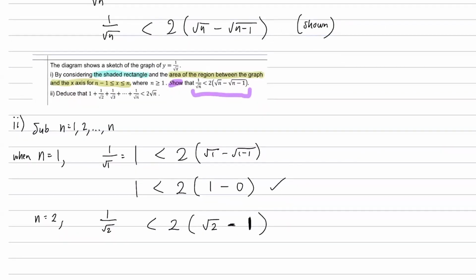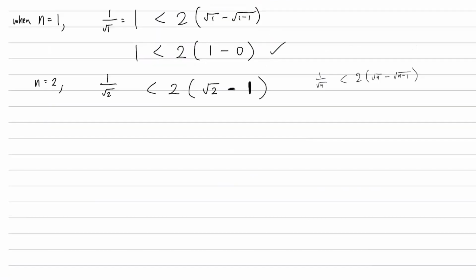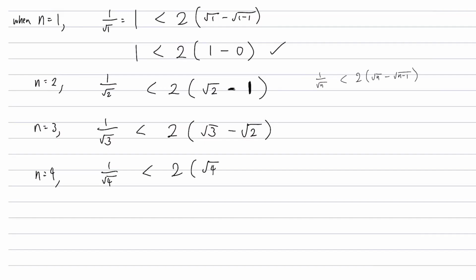Now we move on to the next one. I'll just copy down the formula so it's easier for me. So now we have n equal to 1 and n equal to 2. Let's try n equals 3. So it's 1 over square root 3 less than 2 times square root 3 minus square root 2. Let's try n equal to 4. Last one already: 1 over square root 4 less than 2 times square root 4 minus square root 3. So on and so forth, until we eventually reach n minus 1. So it's 1 over square root n minus 1 less than 2 times square root n minus 1 minus square root n minus 1 minus 1, which is n minus 2.